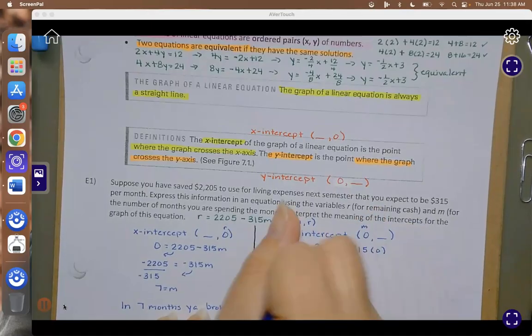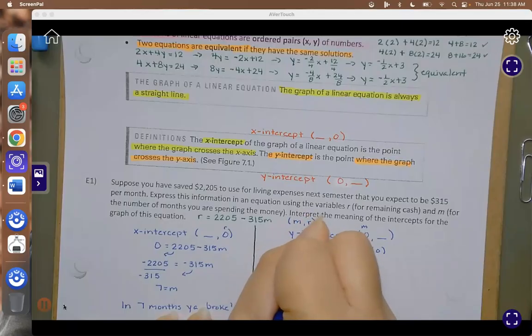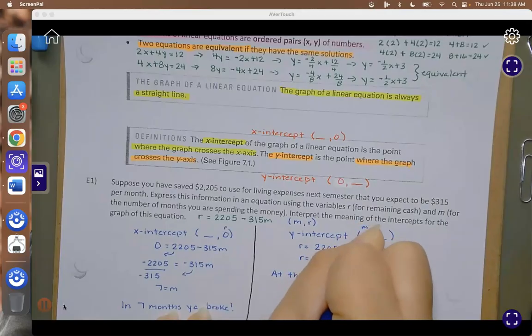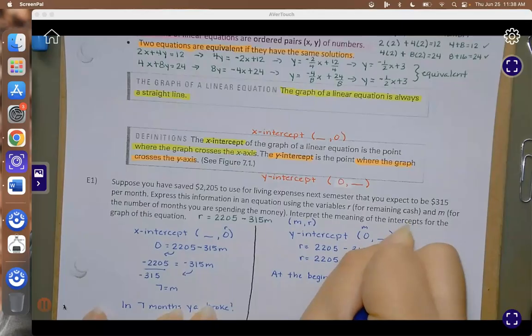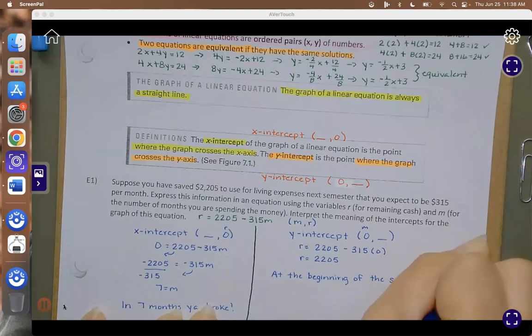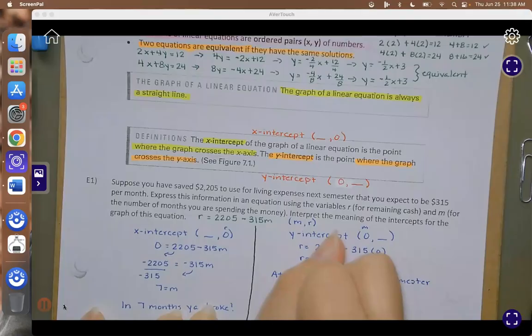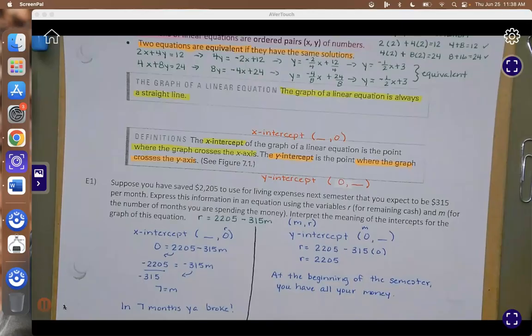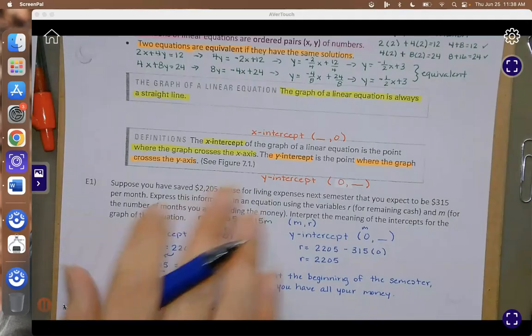Okay, so at the beginning of the semester, you have all your money. Okay? Alright. There we go.